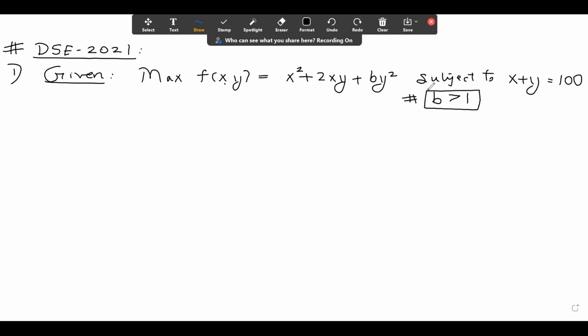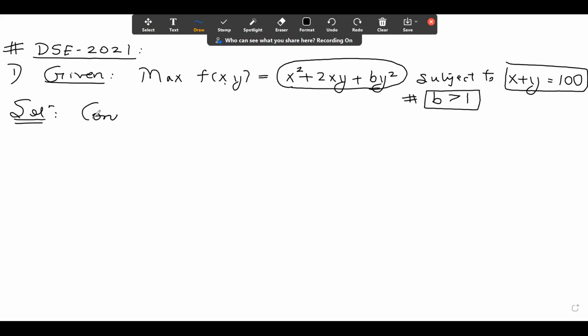Now, let's quickly do this optimization and let's find the values of x and y which we get. So the objective is to maximize f of x, y. First of all, let us see, guys, how I can create the constraint here. One method is to use the Lagrangian, but instead of using the Lagrangian, what we can do is I can create x plus y equal to 100 here. So I can write it like this.